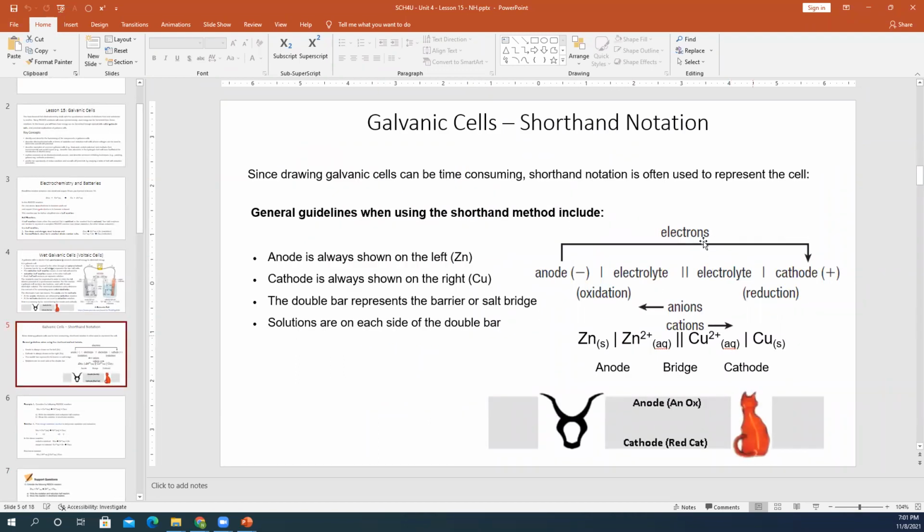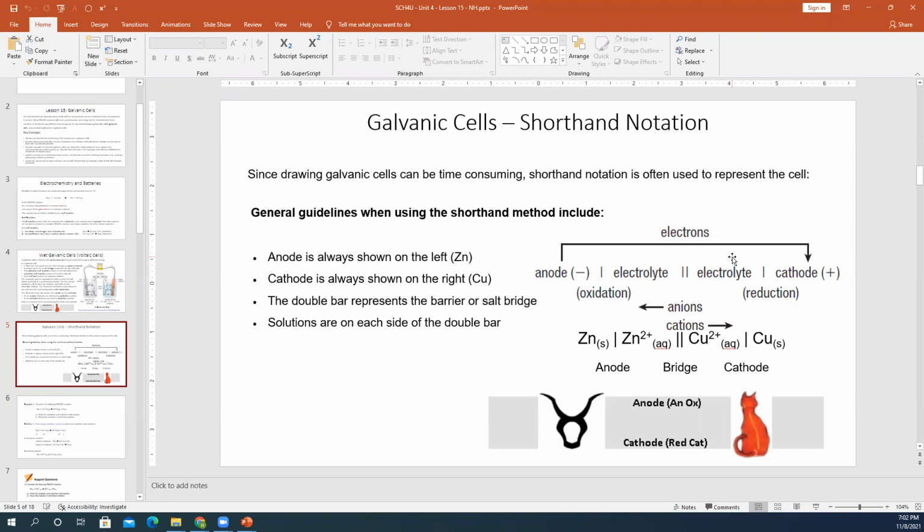very simple rules. Always write the anode reaction on the left, and at the anode, you always have oxidation. And write the cathode reaction on the right. At the cathode, you always have reduction. And ox, red, cat. Just keep this picture in mind, and you should have no problem writing the shorthand notation, both for this and for key question 16 for an electrolytic cell.